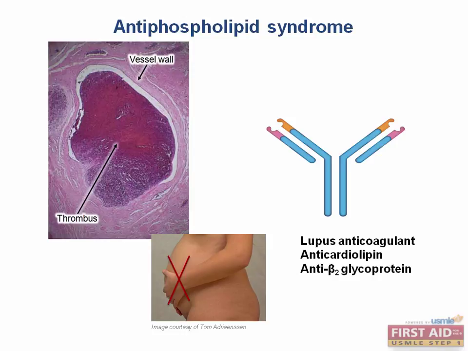Here's the thing you have to know for the boards. These patients also can have false positive VDRL and prolonged PTT. Remember, even though their PTT is elevated, they are still hypercoagulable because the elevated PTT is an ex vivo effect. In the body, the PTT is actually not elevated. Now, what does a positive VDRL make you think? That's right, syphilis, so be careful and think twice, especially in your young women with spontaneous abortions.